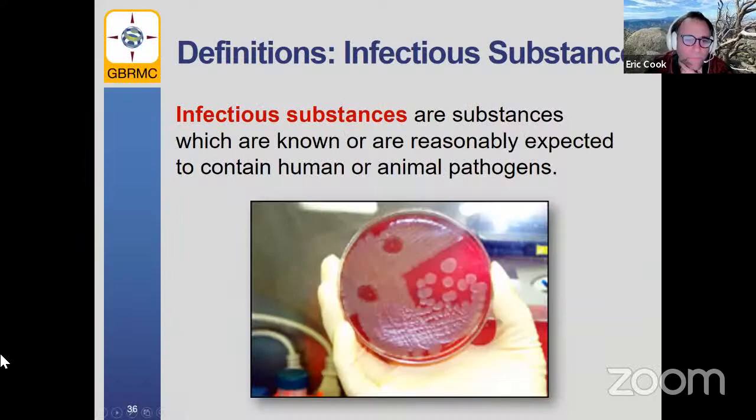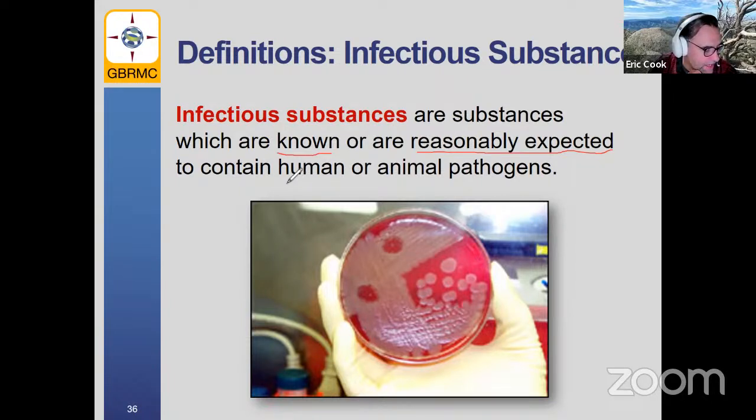All right. So this is the definition out of IATA for an infectious substance. Infectious substances are those substances that are known or reasonably expected to contain pathogens. A couple of keywords here. The first keywords are known or reasonably expected. Notice it doesn't say may contain, potentially contains, possibly contains. It says known or expected. So these are infectious substances that are very likely to contain pathogens.